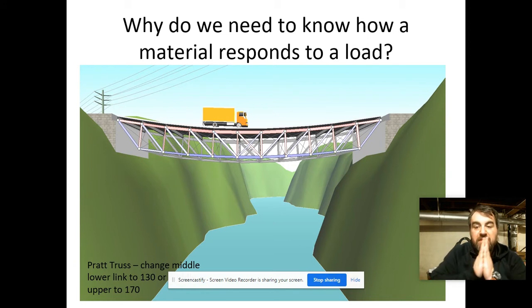compression. Compression means it's being pushed together. And some of it is going to be under what's called tension. And tension means it's being pulled apart.